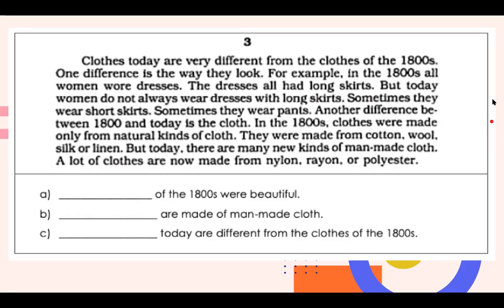Okay, very good. Okay, so the topic is the same one as the reading from before. The topic is clothes, just like the one from before. But here the main idea is different. So what do you guys think is the main idea of this paragraph? The clothes of the 1800s were beautiful. The clothes are made of man-made cloth, or clothes today are different from the 1800s. Kiara says C. Denise says C.